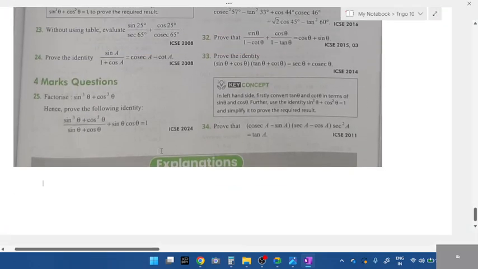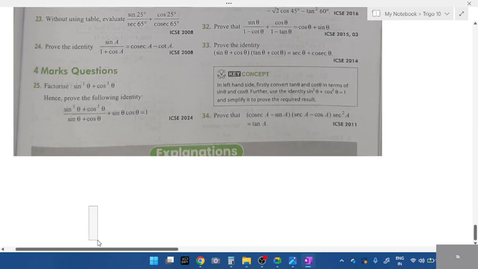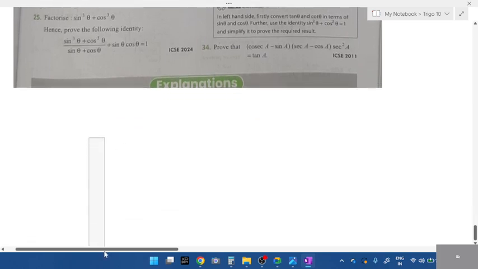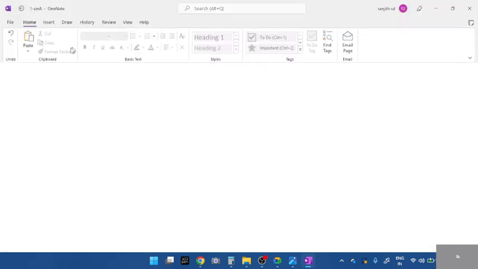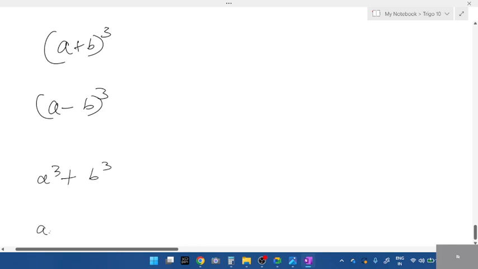Now, last concept, students, A cube and B cube concept. All of you will concentrate here. Important concept. To solve the 25th question that was given in 2024, we need A cube and B cube. First thing, don't get confused with this. A plus B the whole cube, A minus B the whole cube is different. A cube plus B cube, A cube minus B cube. These are the formulas.